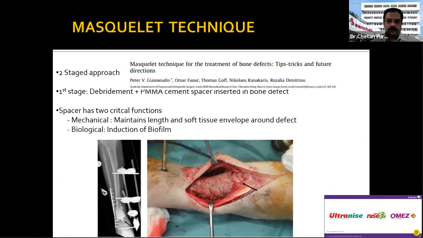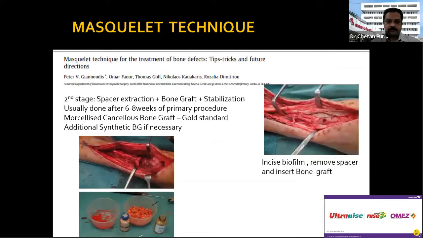So this biofilm is supposed to be resistant to infection as it is impervious, and it also functions somewhat like a periosteum, the cambium layer, and enhances the osteogenic potential of the bone grafts.